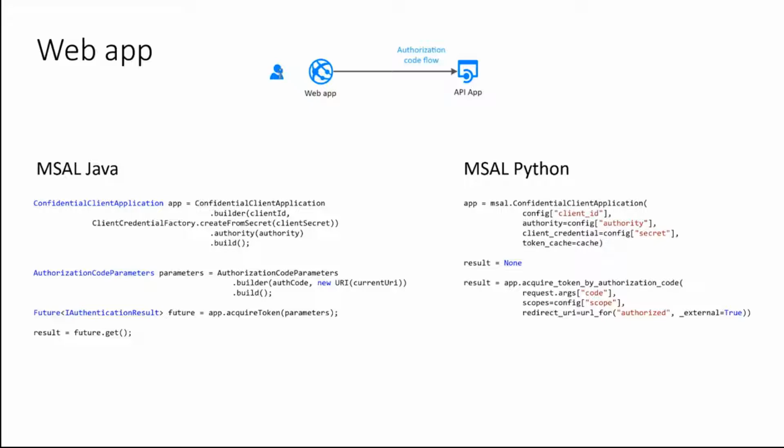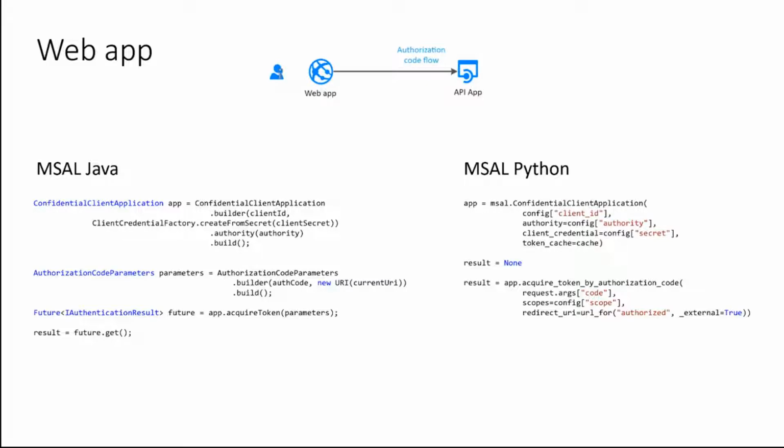So here is some of the code that you would write in Java and Python MSALs. To get an access token for a web app to call a web API, MSAL implements the authorization code flow. In this flow, an authorization code is obtained when the user signs in, and then this code is exchanged for an access token to call the web API. Here, the token is representing the identity of the signed in user.